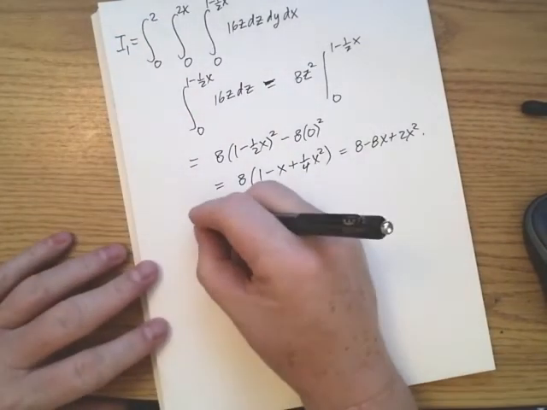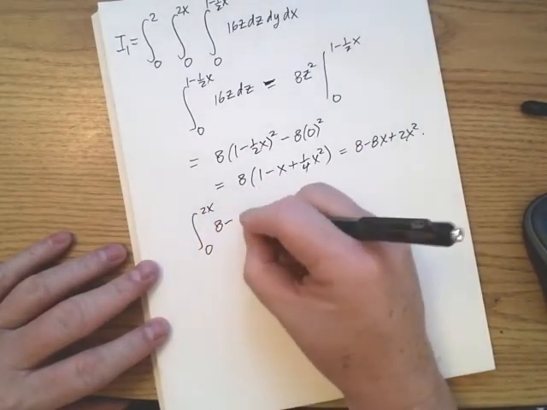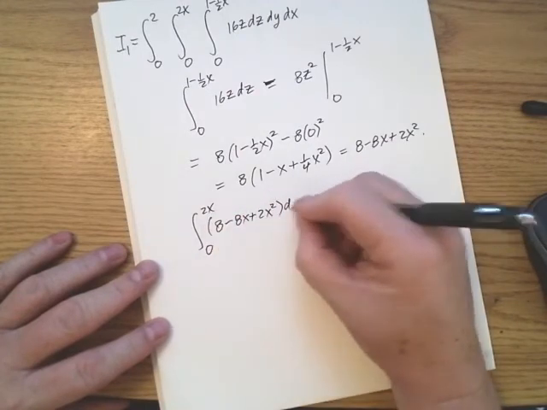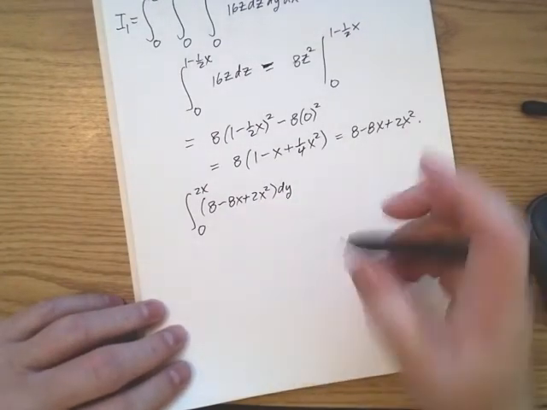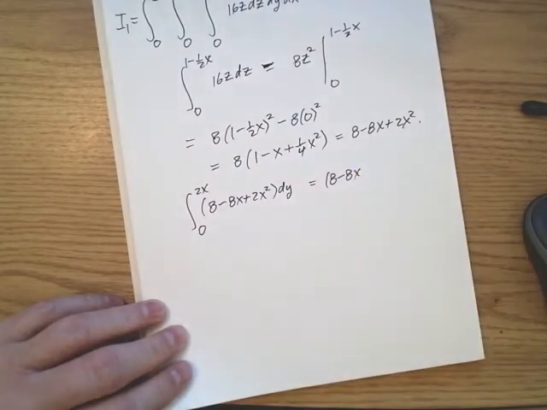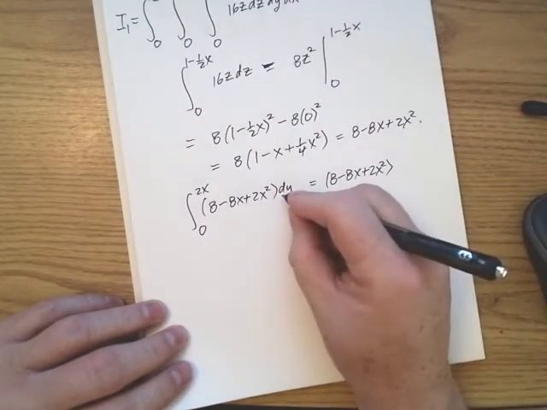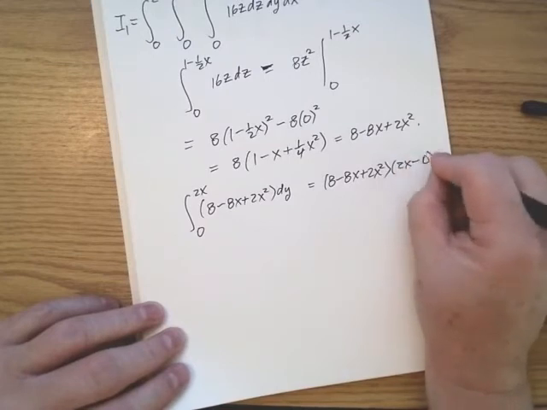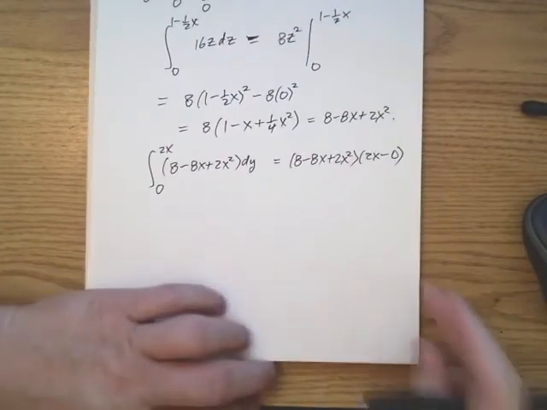Then we're going to integrate that result with respect to y. Notice that this did not involve y at all, so this would be easy to integrate with respect to y. So it's acting like what? This is acting like a constant. So we've got 8 minus 8x plus 2y squared. The integral of dy is y. Y goes from 2x to 0, so it would be this polynomial times the 2x minus 0, which is 2x.